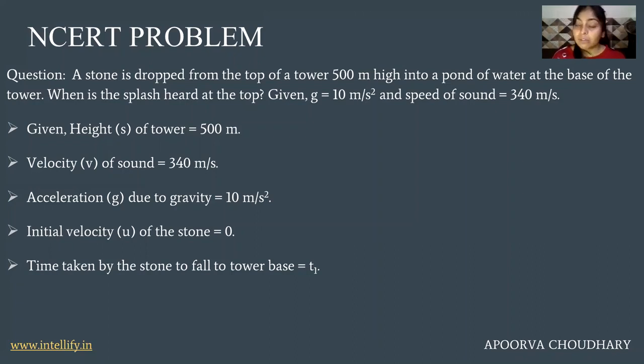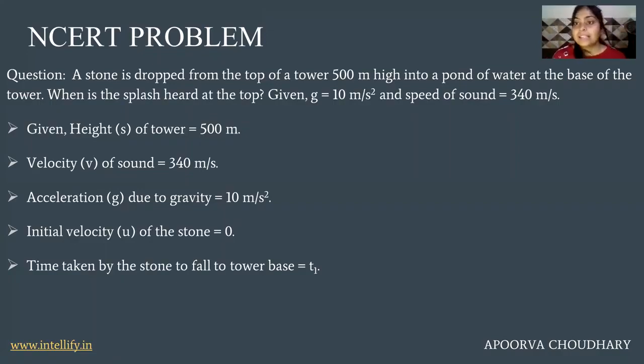Why am I taking the initial velocity of the stone as 0? Because the stone is being dropped by the thrower, so there's no external force applied by the thrower to the stone. We can assume that when the stone was in the hands of the thrower, it was at rest. When an object is at rest, its velocity becomes 0. That's why we are taking the velocity of the stone as 0.